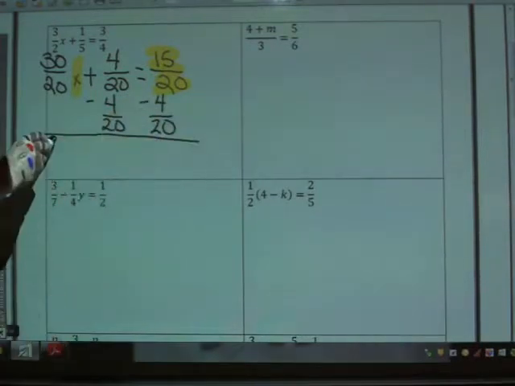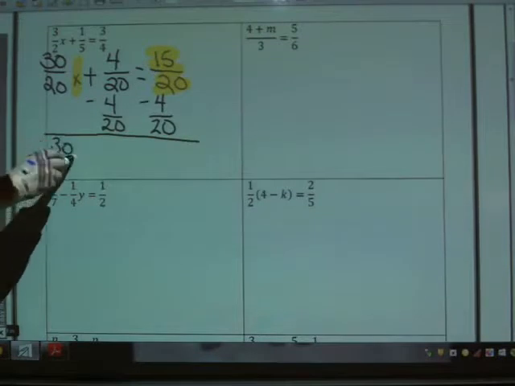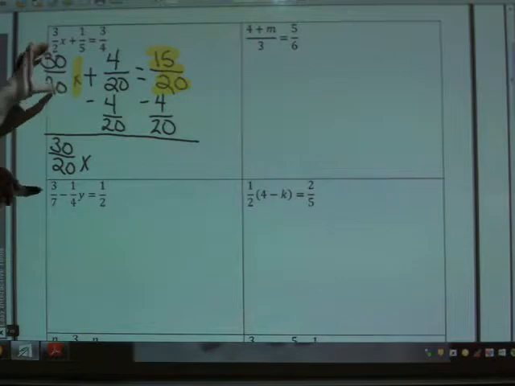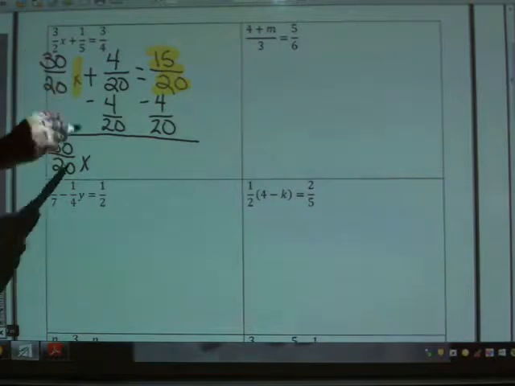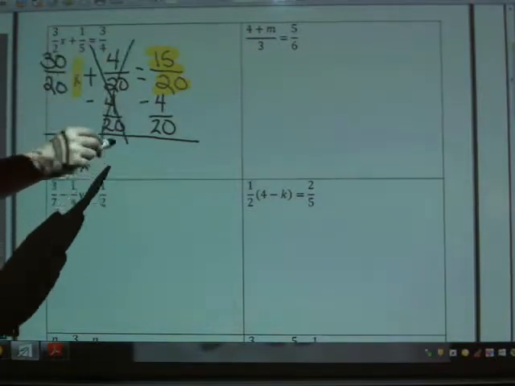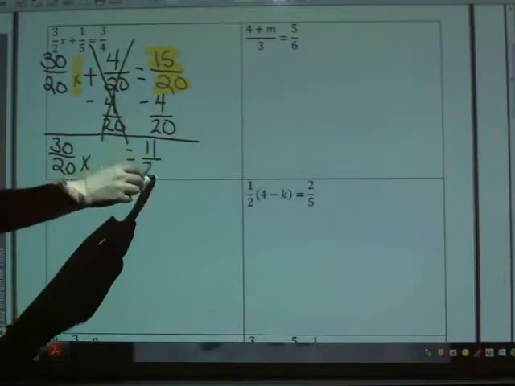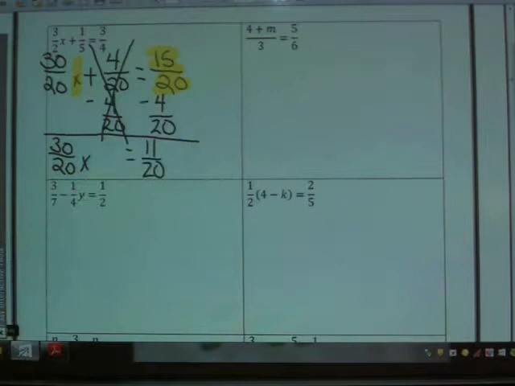And when I do that, that's going to give me 30/20 x. Again, I haven't touched that yet. I haven't done anything with it, so it's just coming straight down. These two wash each other out, and it will leave me 11/20. Okay, so now this is a one-step equation, and it's multiplying. So obviously we'd have to solve it by dividing.